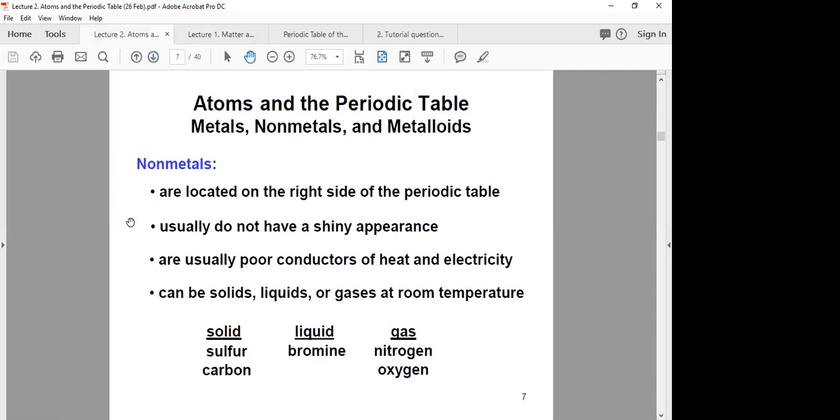Okay, what about the non-metals? They're located to the right of the metalloids, and this group also includes hydrogen. So make sure you note that over and over again, because over the years, students just forget that and they get it wrong. Non-metals don't normally have a shiny appearance. They're normally poor conductors of heat and electricity. And there are solids, liquids and gases within this non-metal group. So some examples, sulfur and carbon normally exist as solids, bromine as a liquid, and nitrogen and oxygen as gases.